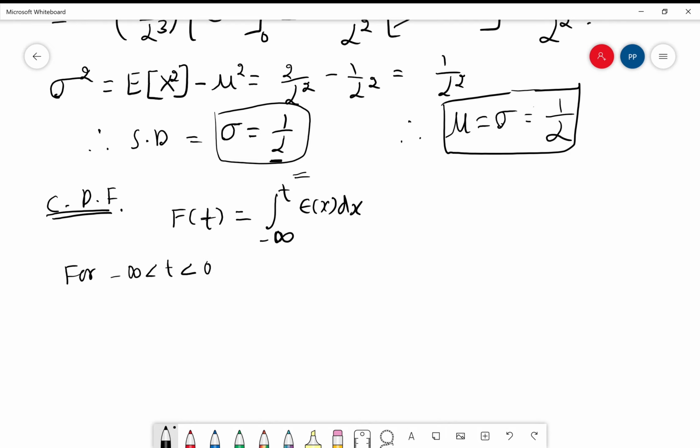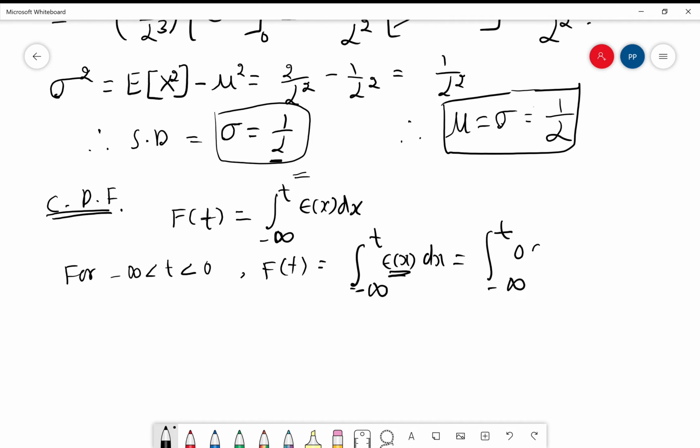Now for t between minus infinity and 0, F of t equals the integral from minus infinity to t of this function PDF, which is f of x dx, and we know that the value is 0 in that negative interval. Therefore we get the integral from minus infinity to t of 0 dx, which is 0.